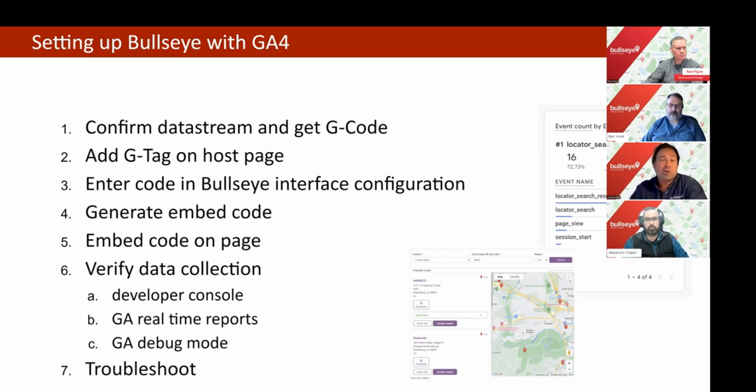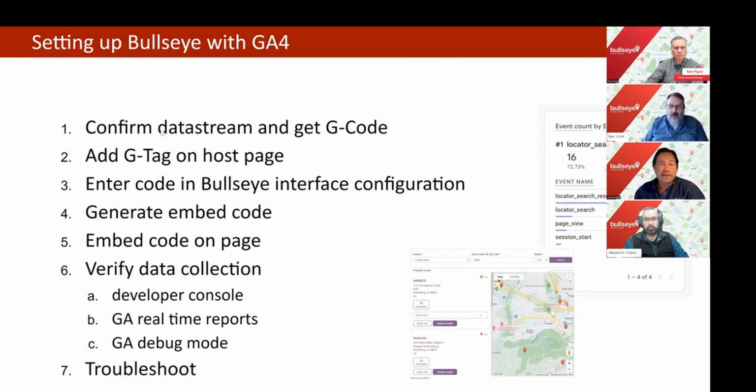Assuming you've done that all correctly, it should be working, and you'll be able to verify data collection in a couple of ways. You can see it actually in the developer console. I'll show you how to do that. You can see it in the Google Analytics real-time reports. And if you've set it up, you can also see it in Google Analytics debug mode. So you want to verify that the data is coming through, and then if there are problems, there are some troubleshooting steps that we can outline that you would take.